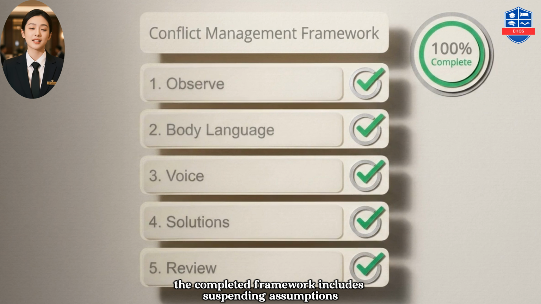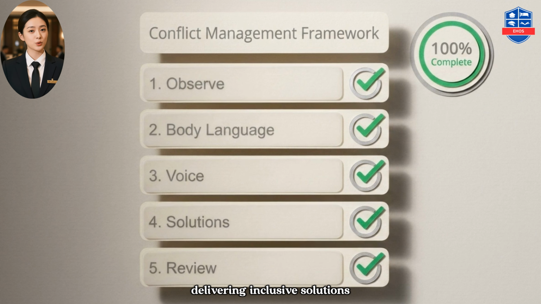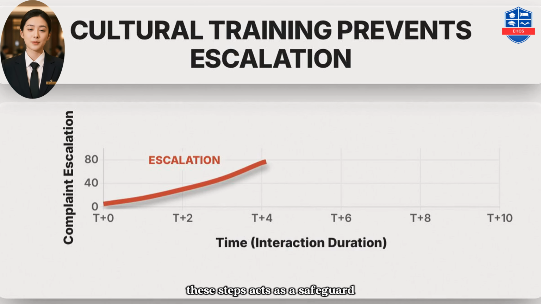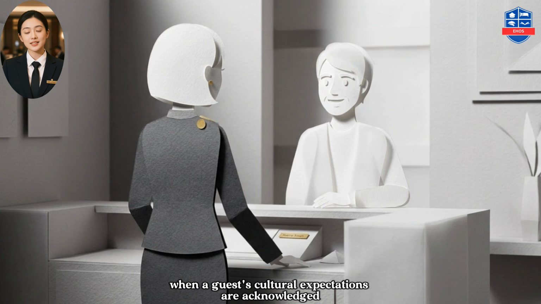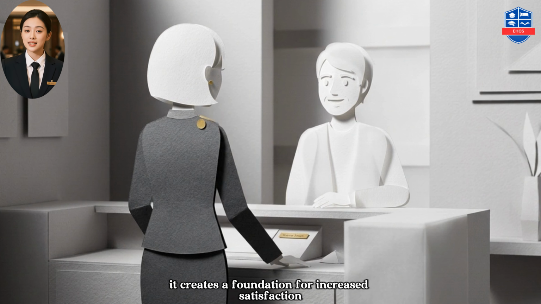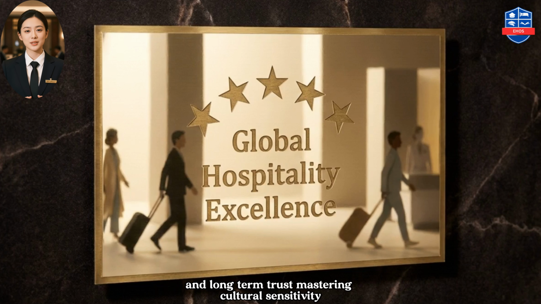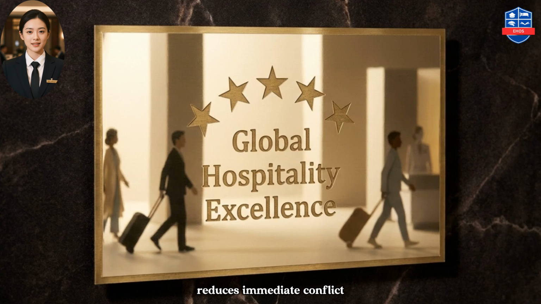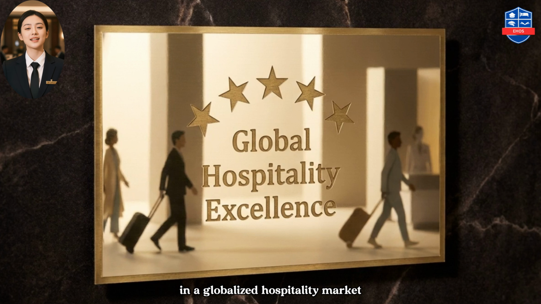The completed framework includes suspending assumptions, calibrating nonverbals, tailoring verbal strategies, delivering inclusive solutions, and practicing reflection. Consistently following these steps acts as a safeguard against the escalation of guest complaints. When a guest's cultural expectations are acknowledged during a moment of friction, it creates a foundation for increased satisfaction and long-term trust. Mastering cultural sensitivity reduces immediate conflict and is an essential strategy for maintaining a professional reputation in a globalized hospitality market.